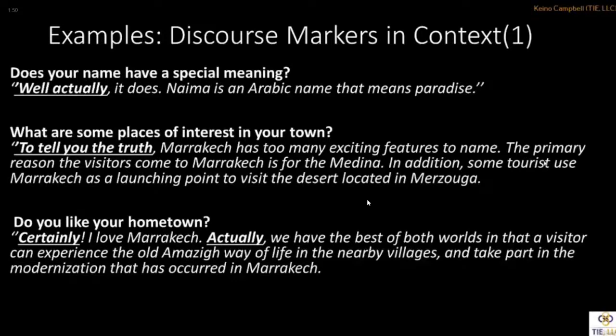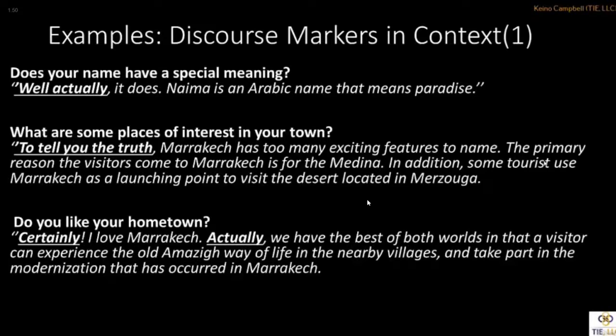So the first question says, does your name have any special meaning? Well, actually, it does. Naima is an Arabic name that means paradise. Next question. What are some places of interest in your town? To tell you the truth, Marrakesh has too many exciting features to name. The primary reason that visitors come to Marrakesh is for the Medina. In addition, some tourists use Marrakesh as a launching point to visit the desert located in Merzouga.